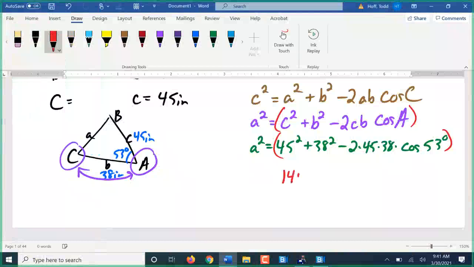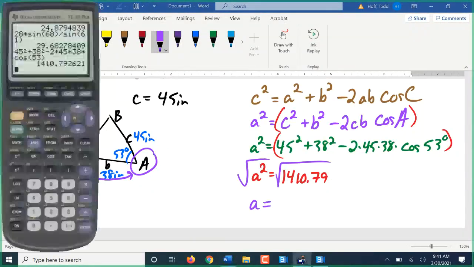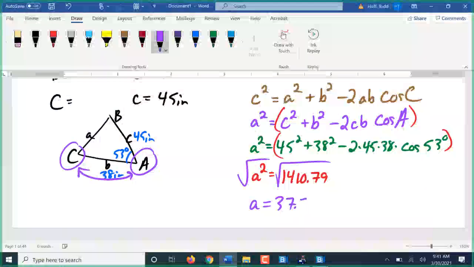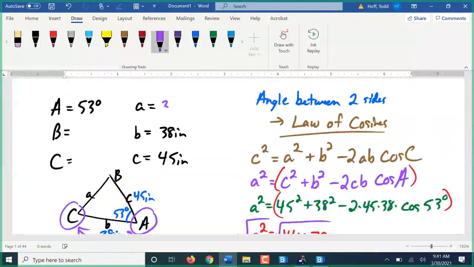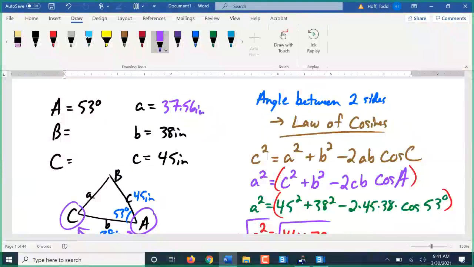1410.79. Notice that I am again leaving that in the calculator because that is a squared. I have to square root that to find a. The square root of that answer is 37.56. Side A is 37.56 inches. And now I do have a side and its opposite angle.